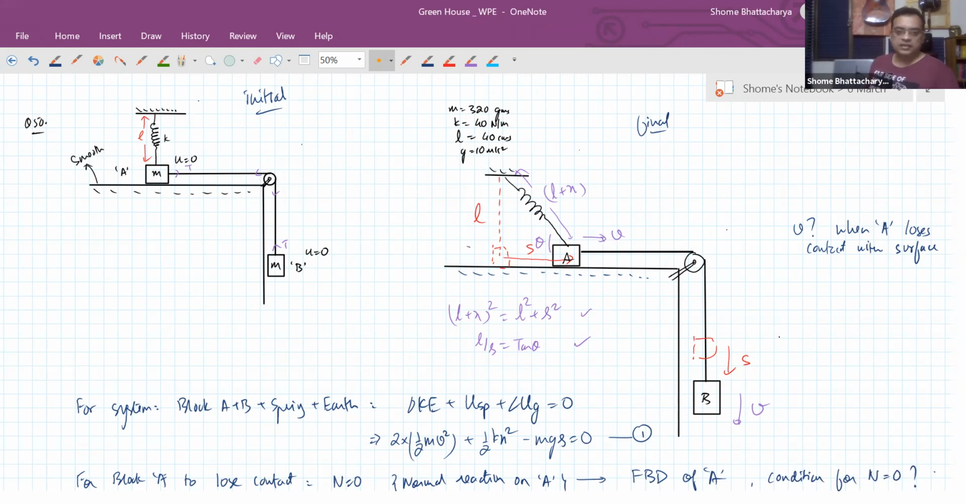So just analyze the first and second diagram up to this point first and try to make the free body diagram of A yourself and see how we'll get the condition for normal reaction to become 0. The spring force acting on A is acting diagonally like this. It's acting, Kx is acting at an angle theta to the horizontal. So take that into account and find the condition for normal reaction to become 0. Okay.